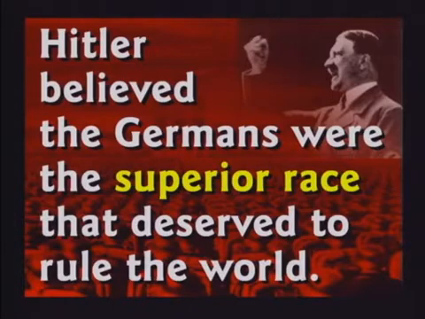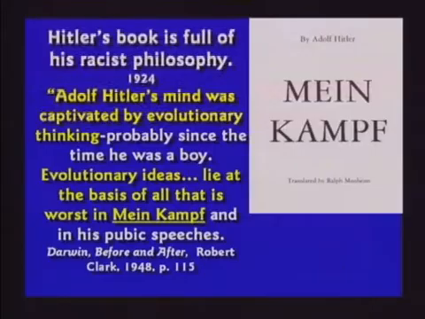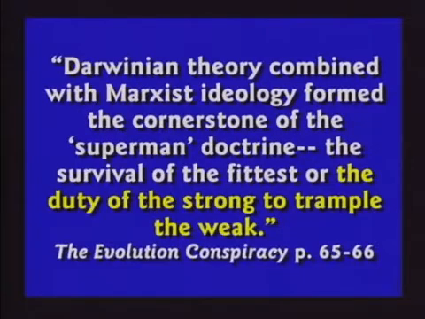He thought the Germans were the superior race. They deserved to rule the world. Hitler wanted to make the practice of Germany conform to the theory of evolution. Hitler offered to send the Jews to anybody who would take them. You know, Roosevelt refused to let the Jews come to America in 1938. They could have been saved, folks. Our president wouldn't let them come. Hitler's book, Mein Kampf, showed his evolutionary thinking, which he had probably since he was a boy. This guy says, evolutionary ideas lie at the basis of all that is worst in Mein Kampf. Hitler said it was the duty of the strong to trample the weak.